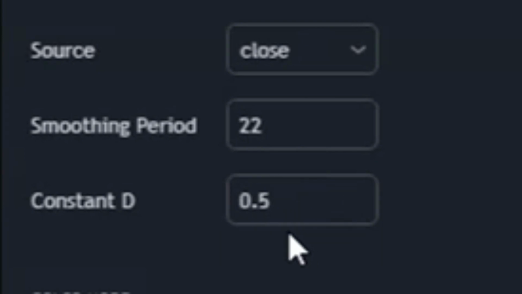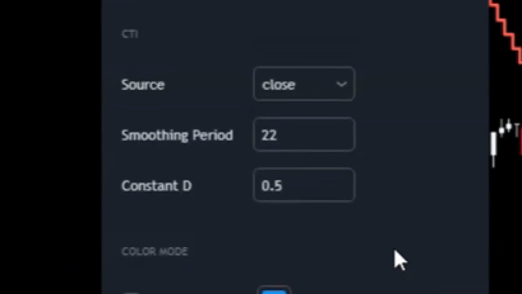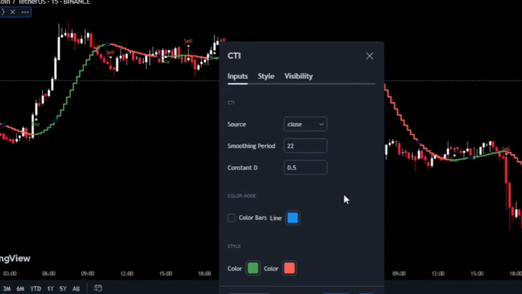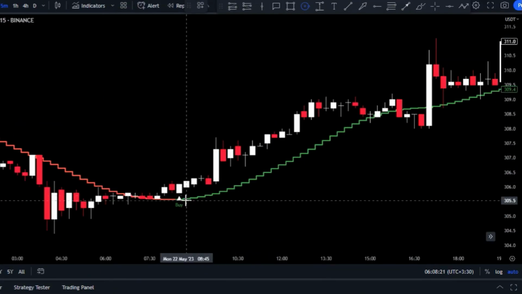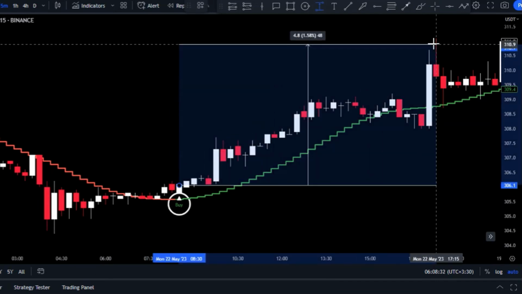By making these two adjustments to the smoothing period and constant D values, we can significantly improve the quality and accuracy of the trend indicator signals. Therefore, whenever a buy or sell signal is generated, you have the opportunity to enter the market for quick scalps.